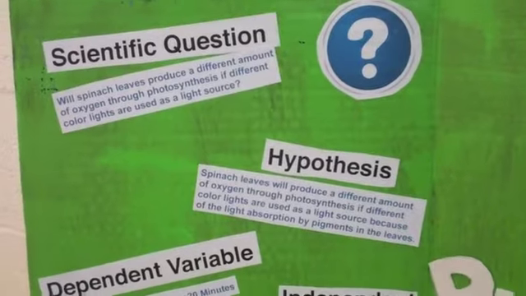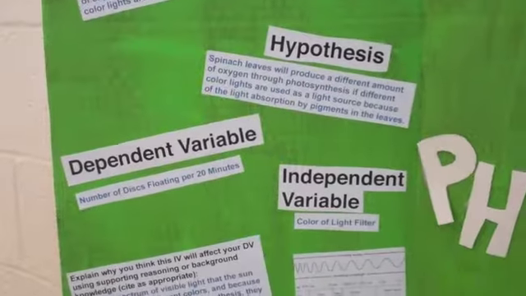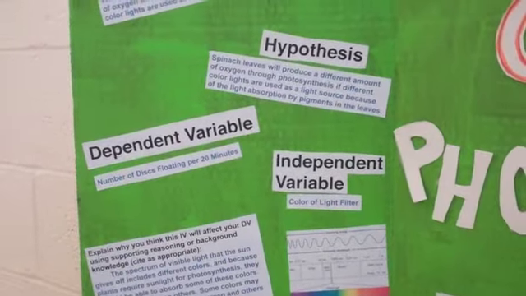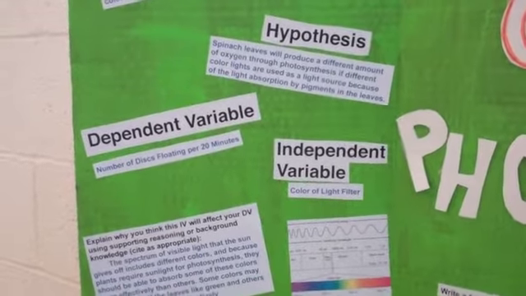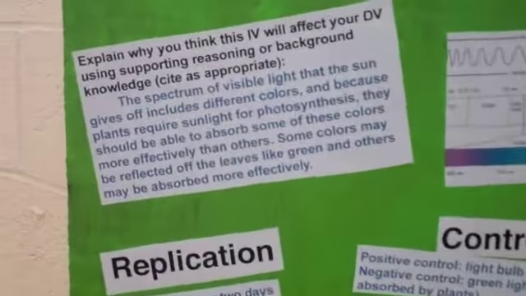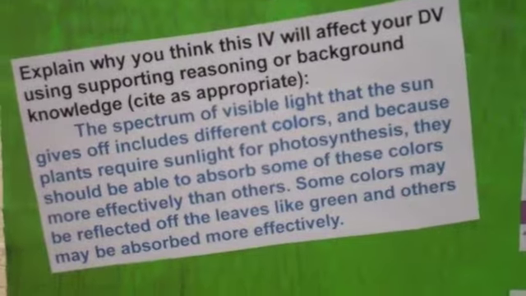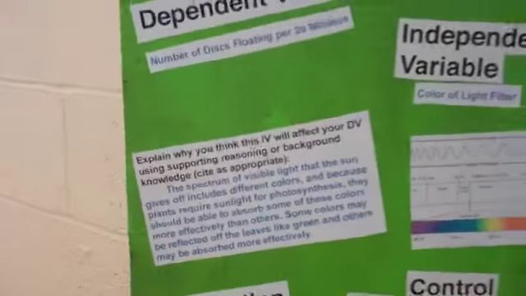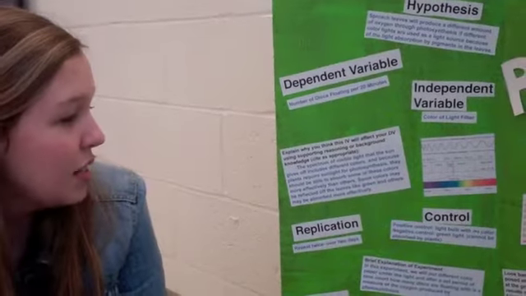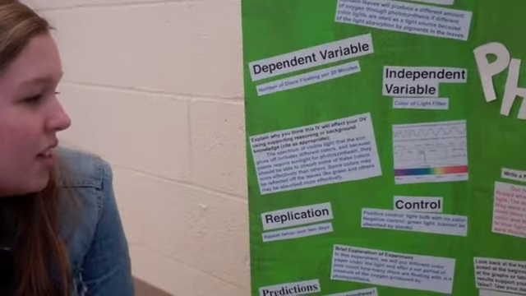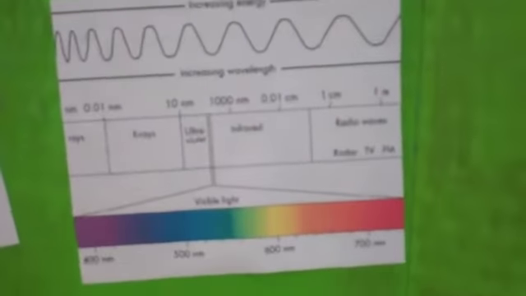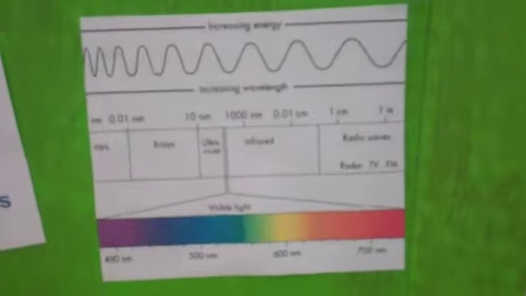as a light source. The dependent variable was the number of discs floating per 20 minutes, and the independent variable was the color of the light filter. We believe that the independent variable will affect our dependent variable because the spectrum of visible light that the sun gives off includes different colors. And because plants require sunlight for photosynthesis, they should be able to absorb some of these colors more effectively than others. Some colors may be reflected off the leaves like green, and others may be absorbed more effectively.